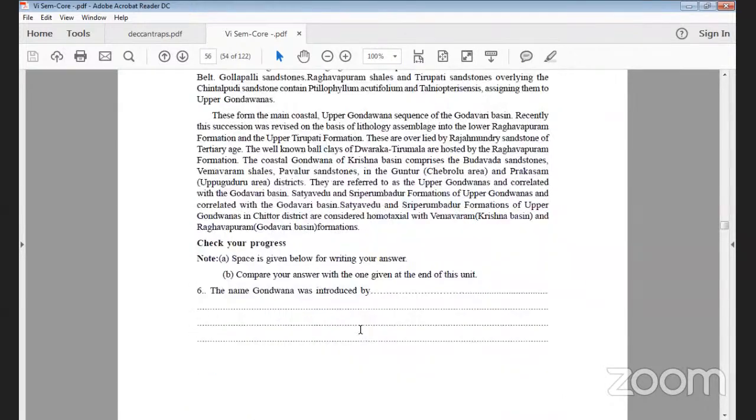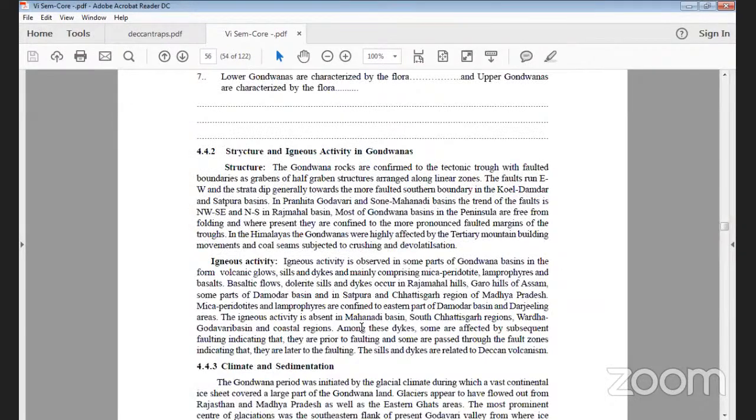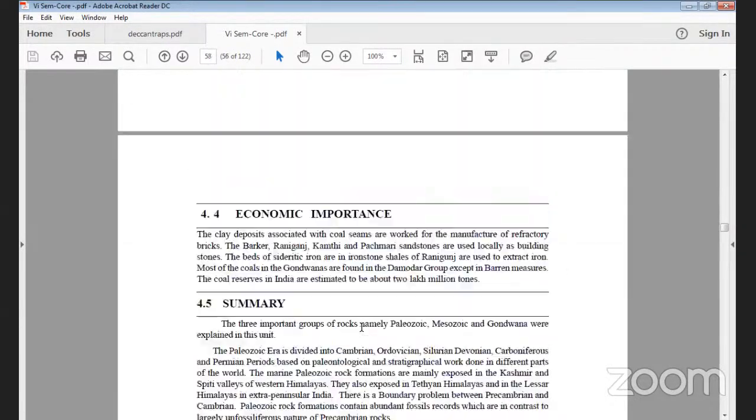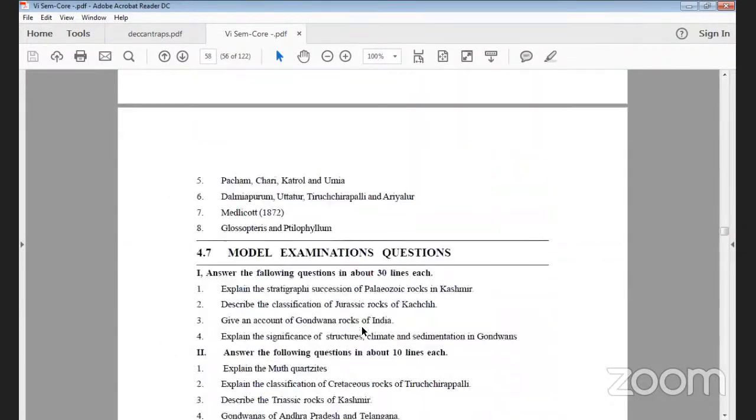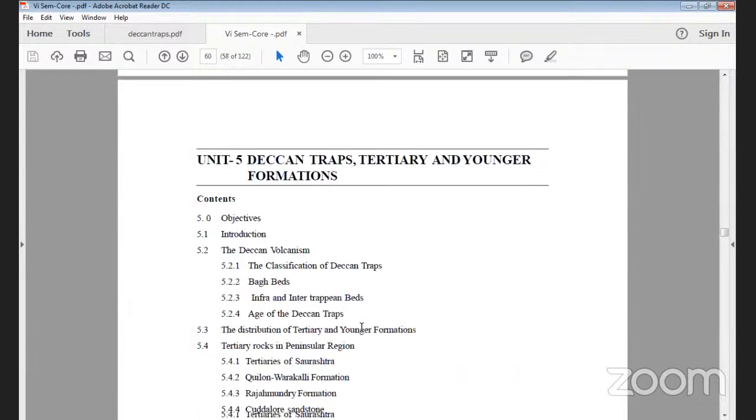Okay, this is about the Gondwana formation. And next, tomorrow we will see the Deccan Traps and paleontology.